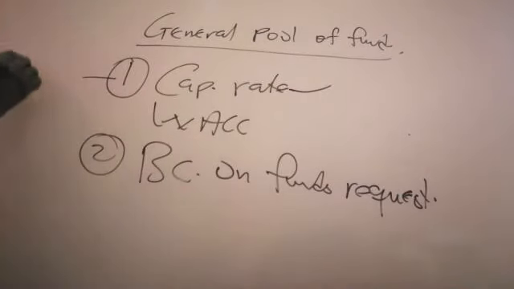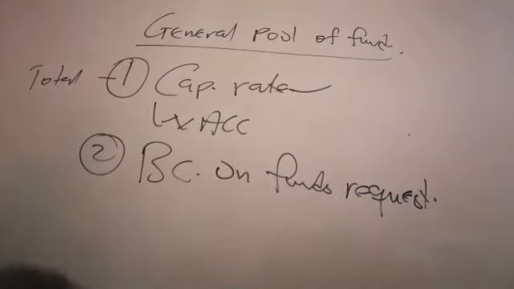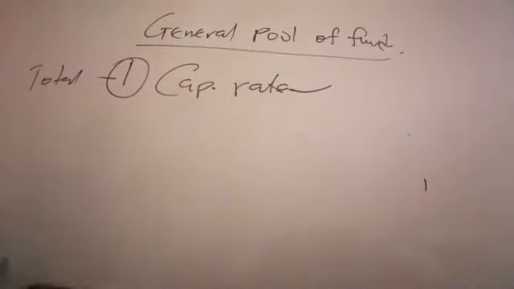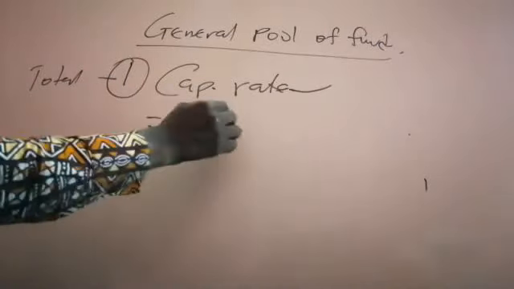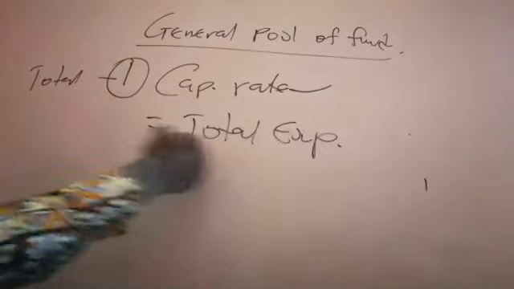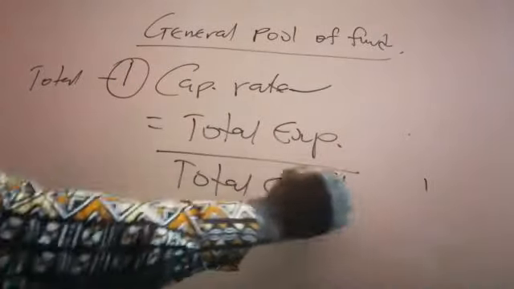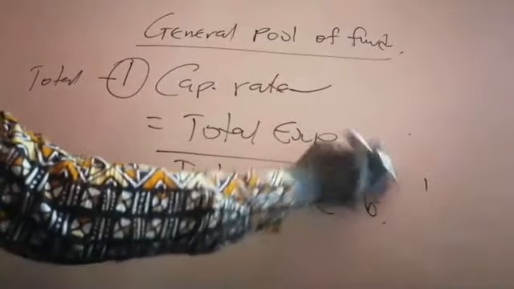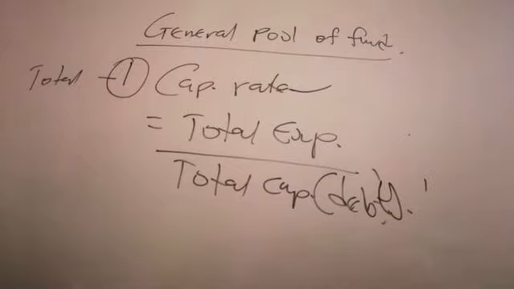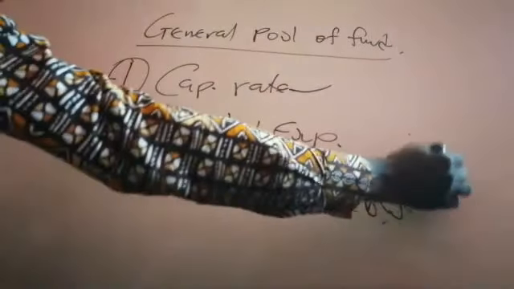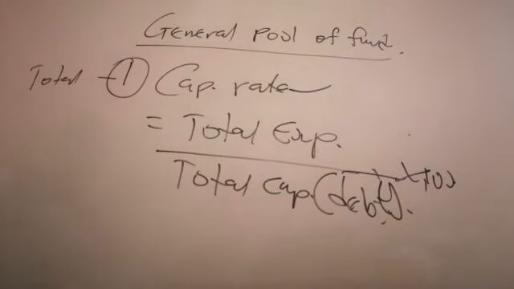Now the question is, how do you calculate the capitalization rate? The formula is equal to the total interest over the total capital, or the debt, times 100, because we want to express it as a percentage. We are done. So that's the end of the IAS 23.